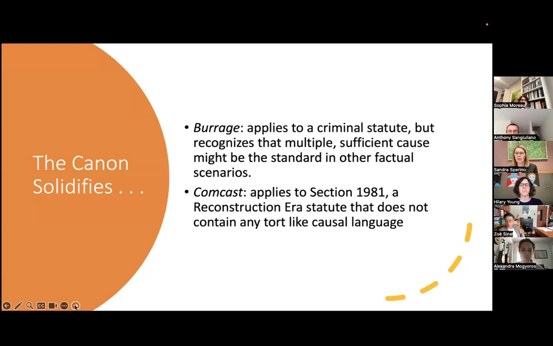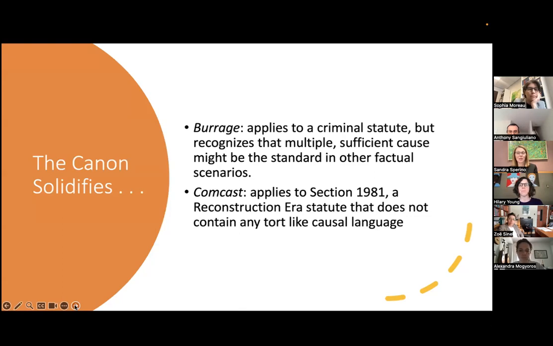And then we really get the canon solidifying in the Comcast case. Comcast was also a discrimination case. It was brought under Section 1981, which is a separate federal statute. Section 1981 only covers race discrimination cases. And Section 1981 was actually created right after the Civil War during the Reconstruction era.